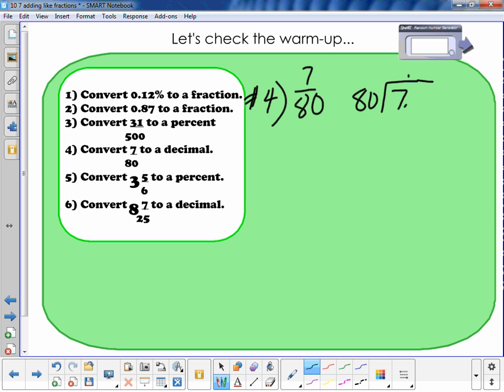So, can't put 80 into 7, so add a decimal point and a 0. I still cannot put 80 into 70, so that's 0. Add another one. 80 into 700 is 8.